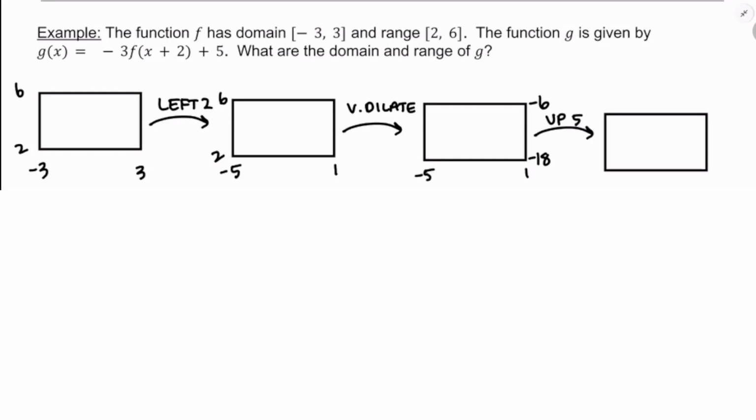And this is going to give me my final domain and range. So add 5 to the y coordinates to go up 5. So -1 to -13 and -5 to 1. So I'm going to say the domain and range of g: the domain of g is going to be -5 to 1, and the range of g is going to be -13 to -1.